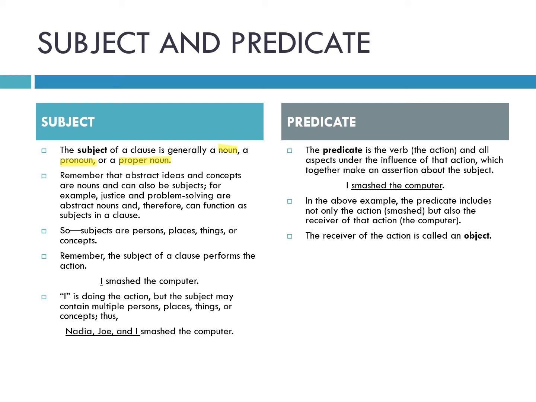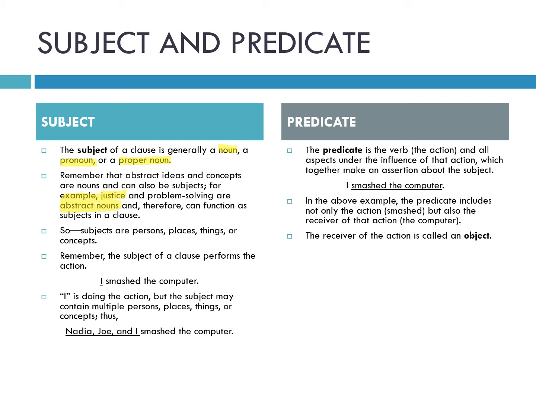Remember that abstract ideas and concepts are nouns, and they can also be subjects. For example, justice is a noun. Integrity, love, all of these are abstract nouns, and we try to avoid them in writing. You want to write in concrete nouns. And then I give you an example.